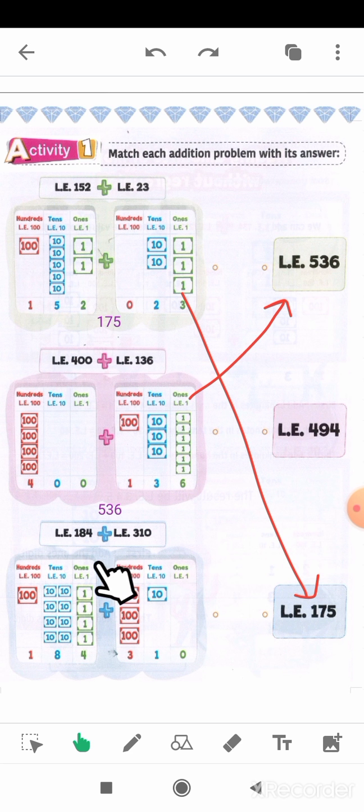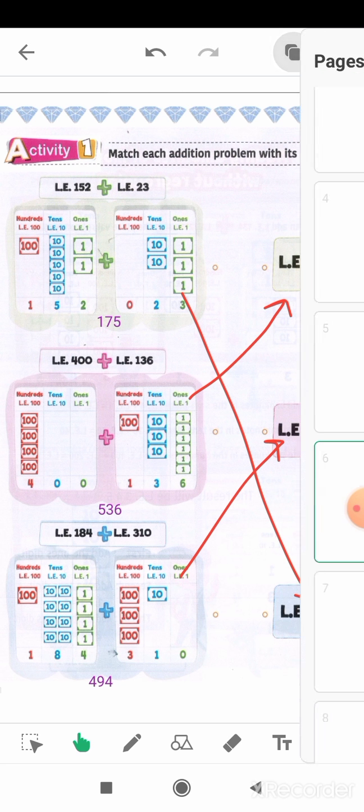The last, we have 184 plus 310. So we will take this: 0 plus 4 equal 4. 1 plus 8 equal 9. 3 plus 1 equal 4. So it's the same.